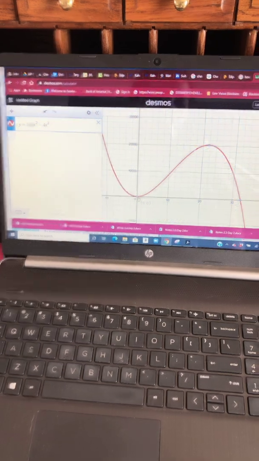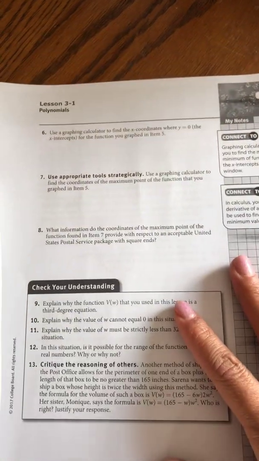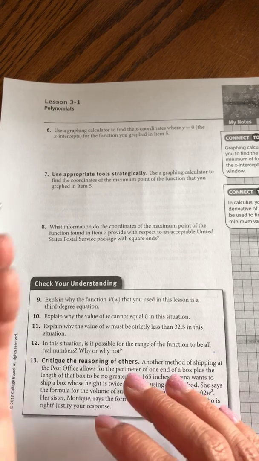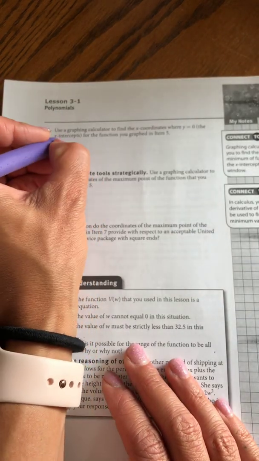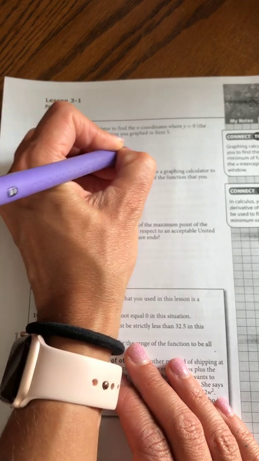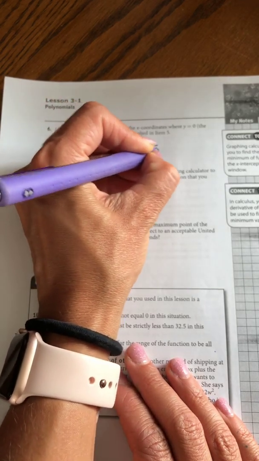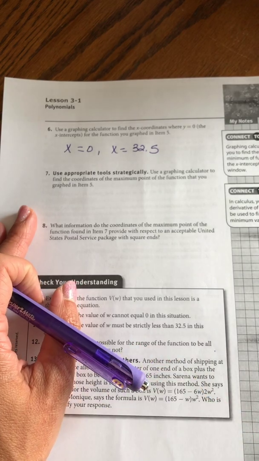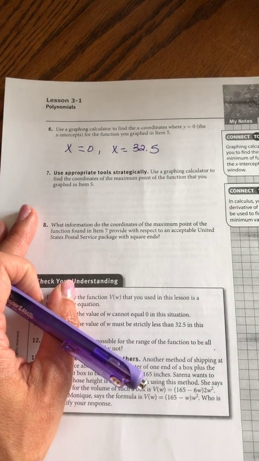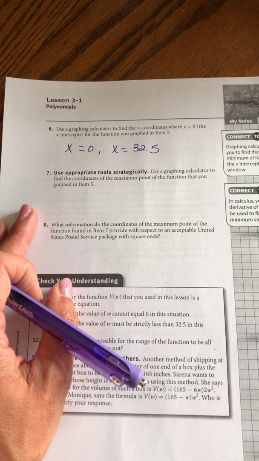So for number 6, if we go back to our papers, it said use a graphing calculator to find the X coordinates where Y equals 0, the X intercepts for the function that we graphed. So those X intercepts are X equals 0 and X equals 32.5. Then it says use a graphing calculator to find the coordinates of the maximum point of the function that you graphed in item 5.